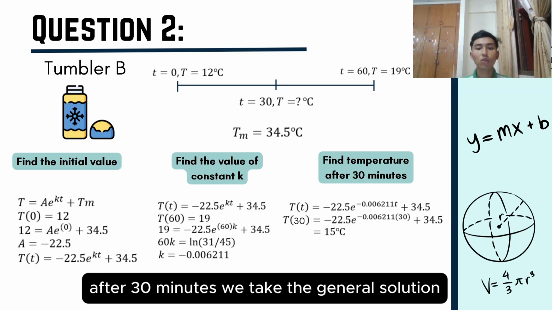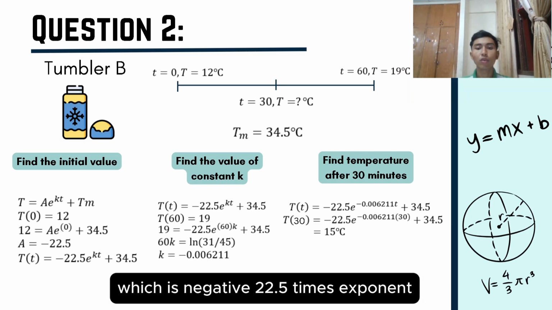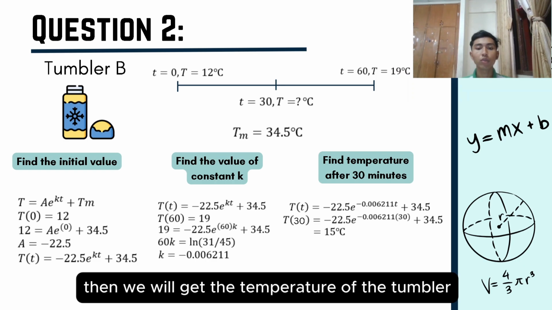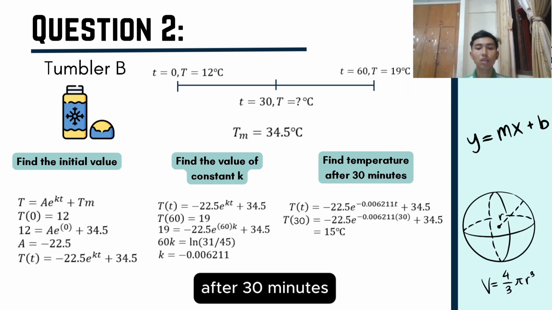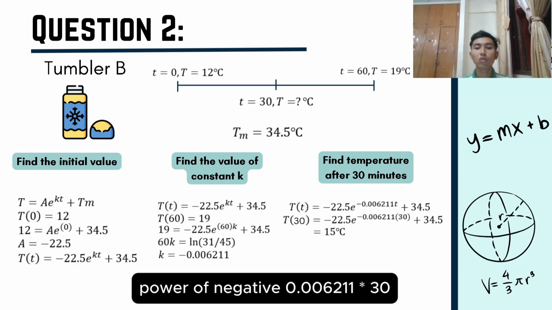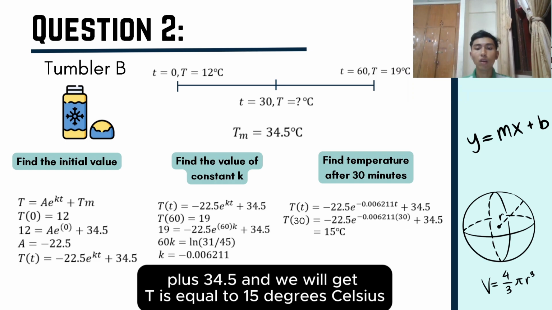The last step is we find the temperature after 30 minutes. We take the general solution, which is negative 22.5 times e to the power of negative 0.006211t plus 34.5. Then we will get the temperature of the tumbler after 30 minutes is equal to negative 22.5 times e to the power of negative 0.006211 times 30 plus 34.5, and we will get 15 degrees Celsius.